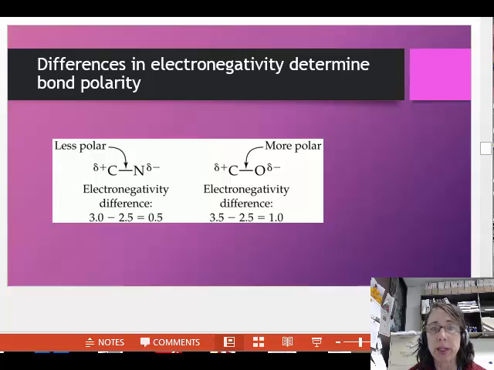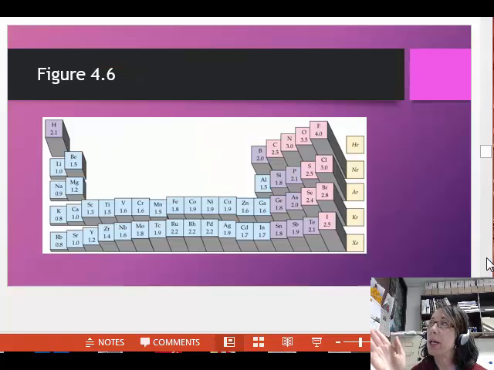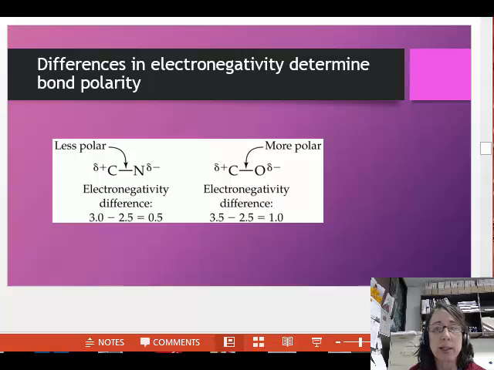Differences in electronegativity determine the polarity of bonds. Using figure 4.6 from the text, we can determine the electronegativity values of atoms engaged in covalent bonding. This slide has a single bond between carbon and nitrogen and a single bond between carbon and oxygen.